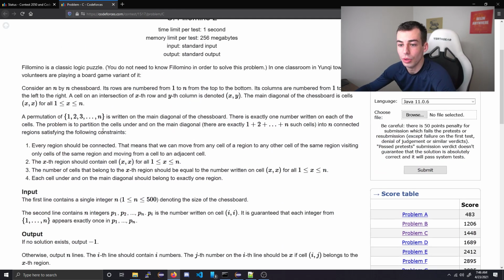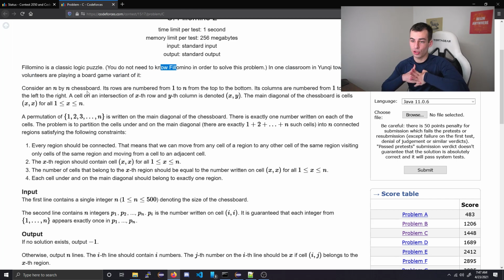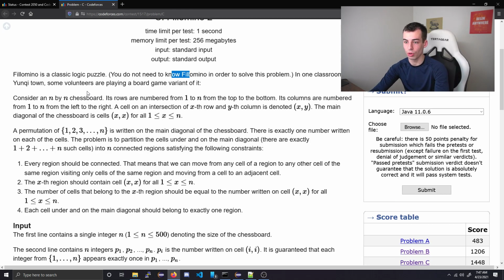Philimo 2. Sounds like dominoes. Okay, in one classroom in this town, some volunteers are playing a board game variant of something. Consider an n by n chessboard. Its rows are numbered from 1 to n, columns also from 1 to n, left to right. So top to bottom, left to right. A cell on the intersection of the xth row and yth column is xy.